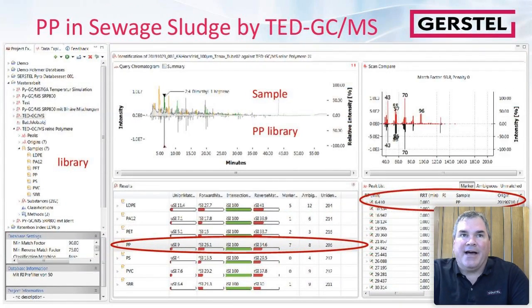And I mentioned it, and I had to throw it out there. Yes, you can do sewage sludge. So this was an example of sewage sludge. It was run through filtration, and we've identified the software hunted down and found polypropylene in it. So there's plastic in your sewage sludge.